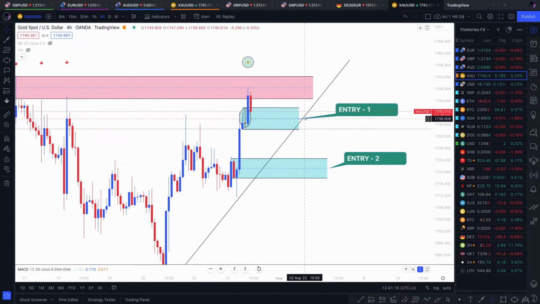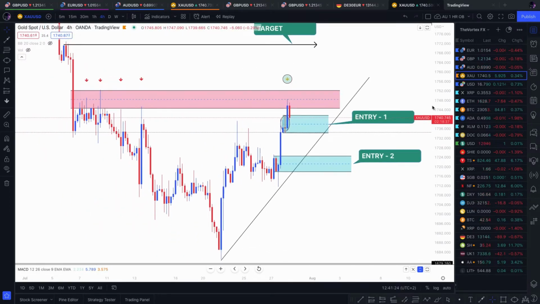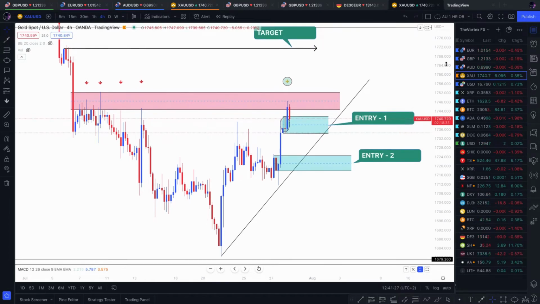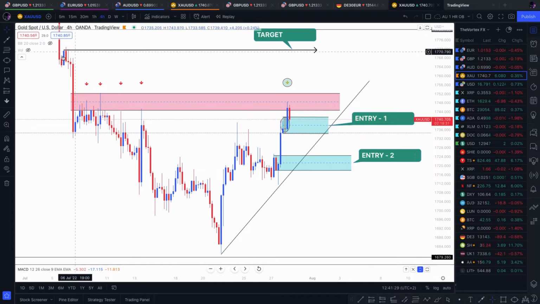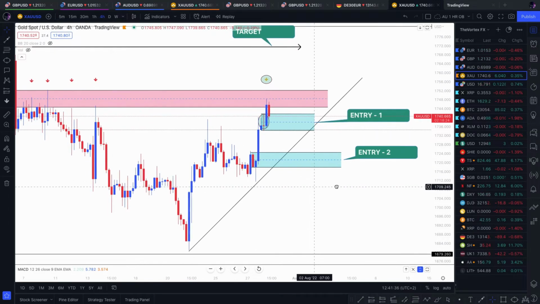Now if price does retrace to the 50% mark, which is the middle of this zone, I will be opening up a long position targeting, yes, up here, the 1770 price point, 1771, which coincides with this previous structure right here. Now, I will tell you the problem with the setup.